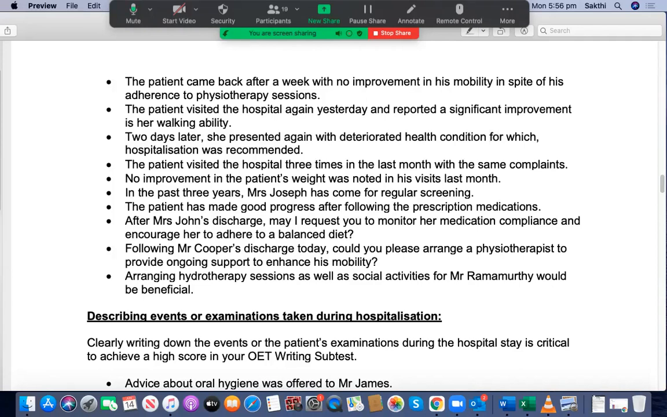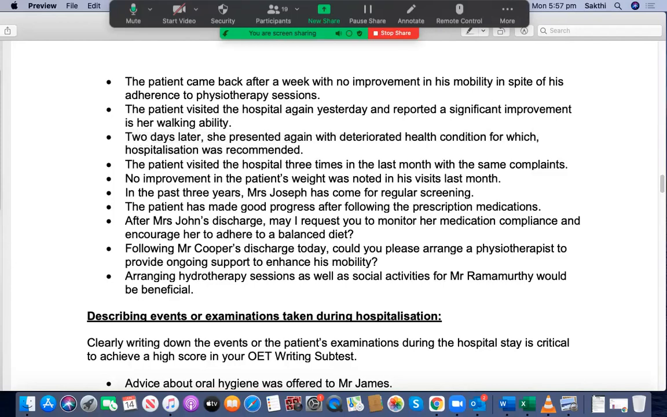But if you use "for which", it is going to be one single phrase and it refers to the previous condition, whatever you have mentioned previously. And for that only, hospitalization was recommended, or commenced or initiated, whatever it is. So after "for which", you need to place a comma, if it is referring to the previous information in the same sentence.